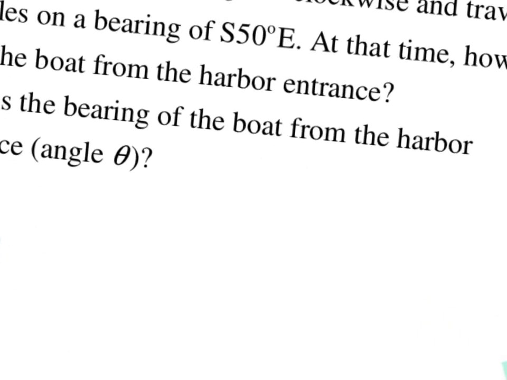So let's pretend there's no diagram and let's just draw this from scratch. So this is going to be my harbor entrance. Then I'm going to do an imaginary north, south, east, west axis. And I know that my bearing, I'm going north 40 degrees east to start. So going northeast 40 degrees, and we go at that distance for 30 miles.